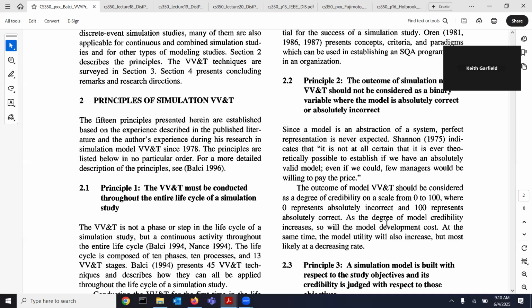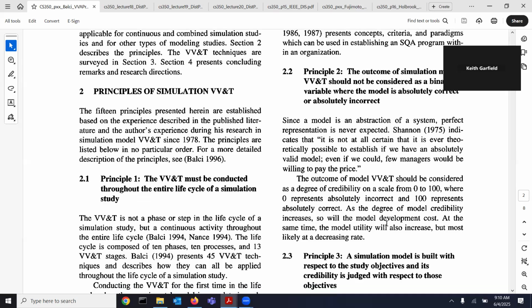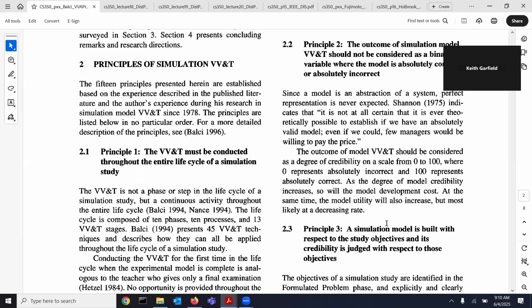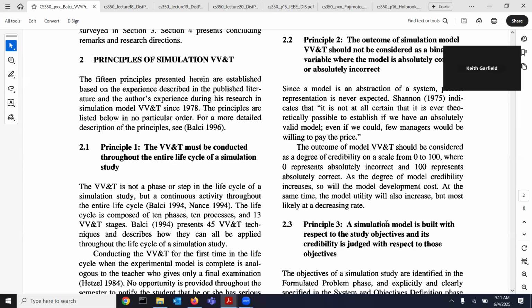Since almost always the results of the simulation are statistics based, we're going to say we have some degree of confidence in the system. It's not like it's correct or incorrect. And of course, as we discussed later on, it's only correct with respect to the things that we were building it for. So that's number 3: it's only built with respect to the study objectives, and its credibility is judged with respect to those objectives.